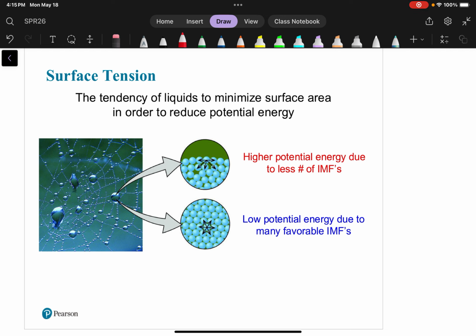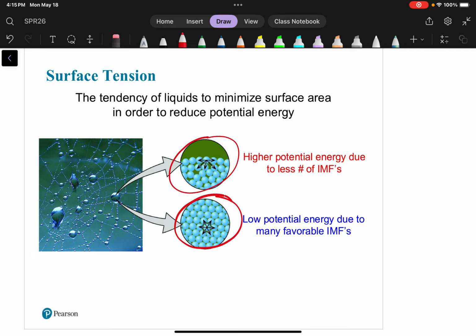And what you can see here is that at the surface of this sample, which is water in this case, we have a higher potential energy due to less IMFs, so fewer IMFs. And then in the next picture below that, we have low potential energy due to lots of IMFs. So let's break down what this actually means. If you think about the surface of water, the water molecules at the surface have fewer neighboring interactions than those that are in the bulk or below. So this is below the surface, and this is at the surface.